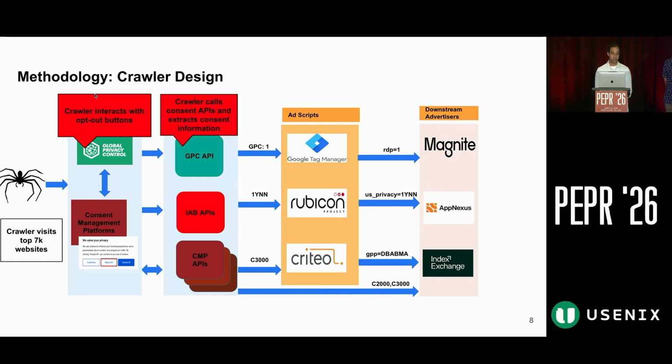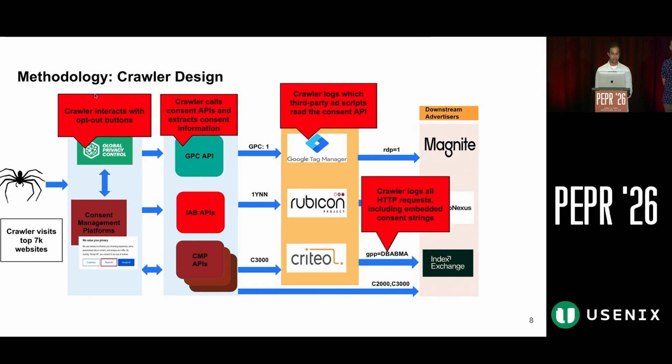And since we also want to investigate how these publishers are actually storing the consent choices users made through the banners in these consent APIs, our crawler also logs all the consent APIs and extracts the consent information. Also, we want to investigate whether the ad scripts present on these websites are actually calling these consent APIs in order to get user consent choices. So we instrumented our crawler to log all the third-party ad scripts calling these APIs. And lastly, we also want to investigate whether these ad scripts are actually communicating these consent signals through HTTP requests and responses. So in order to answer that, we also logged all the HTTP requests and responses and all the URL parameters that can contain consent signals.